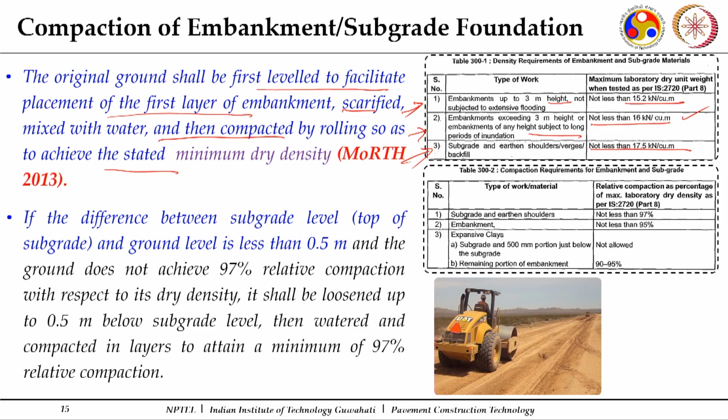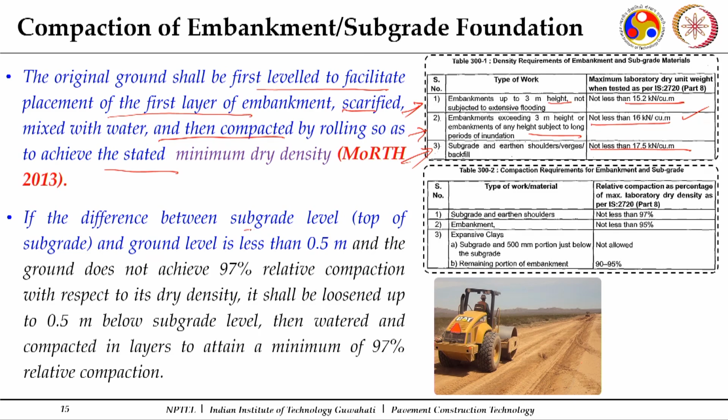Now, this is the laboratory determined density at a given optimum moisture content. The density which is to be achieved will be a percentage of the maximum density which we get in the laboratory.